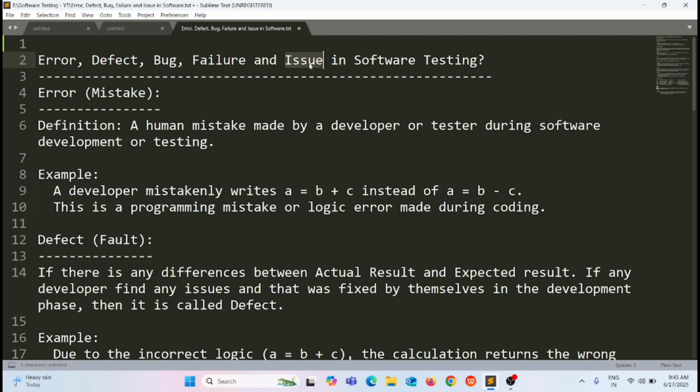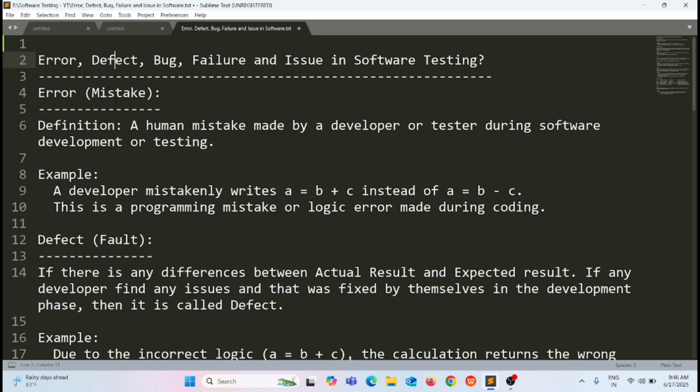So in our testing career, lots of times we have heard these terms. Someone tells us error, someone says defect, someone says bug. So we think that all are the same thing, but no, in real time the meaning of all of these things is different. So today we are going to discuss in detail what is error, what is defect, what is bug, what is failure, and what is issue.